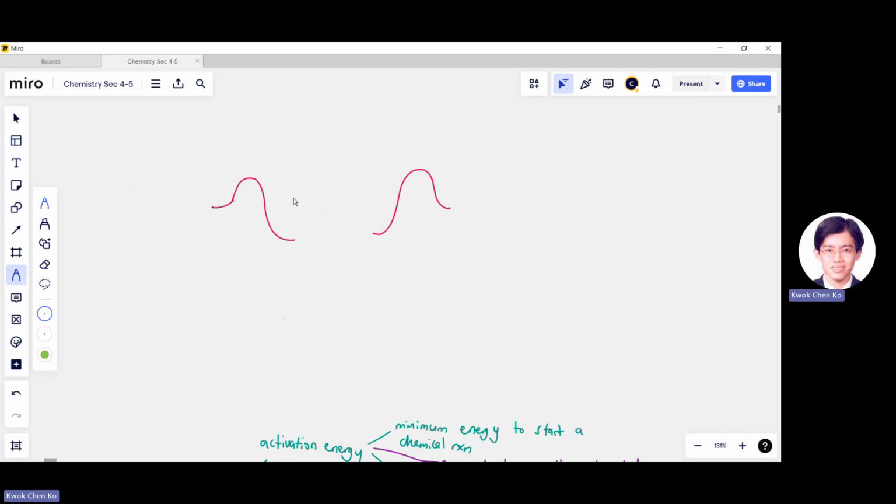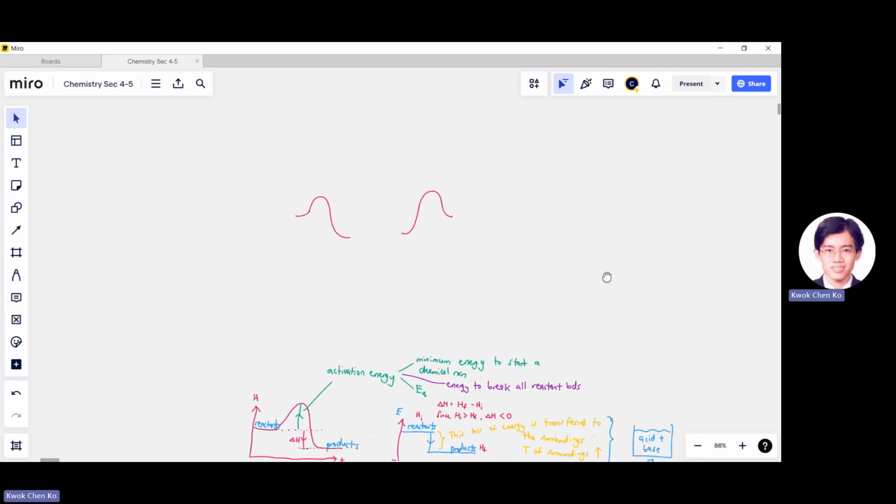Bond breaking, exo or endo? Bond breaking is endo. Bond forming is exo. So remember that. And always remember every single chemical reaction involves bond breaking first, followed by bond forming or bond making.